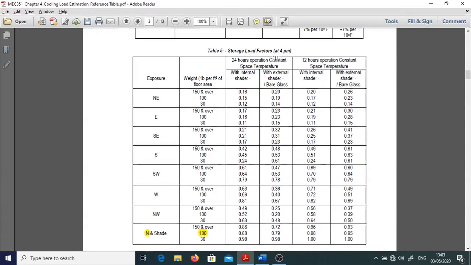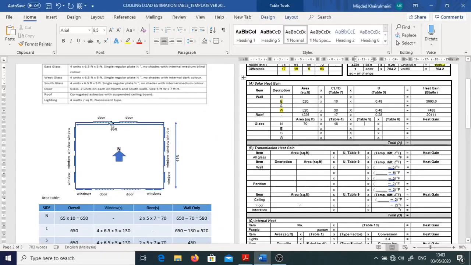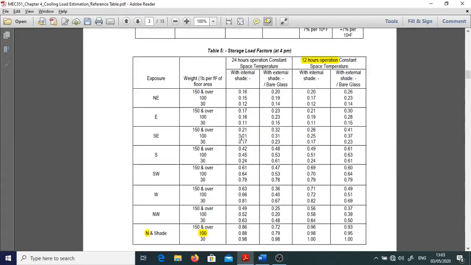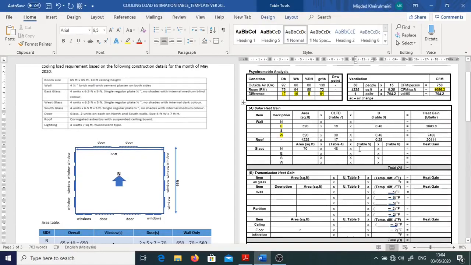And then we will look at the operation hour. We have just now said that the operation hour is 12 hours. So we will look at the 12-hour operation, and now we look at the shade. For the north hand side just now, there are no shade. In the question, they don't write for the north side, so we can assume that it is bare glass, means no shade. So for north, no shade, the value is 0.95. So we will fill in here 0.95.